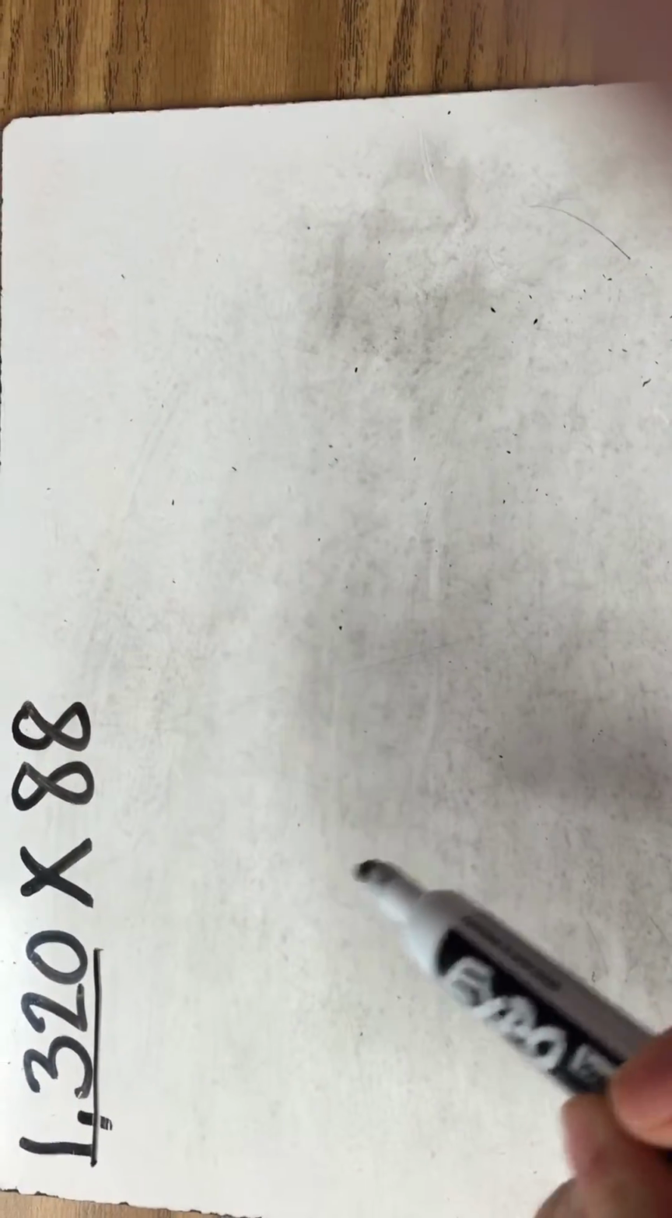Let's take the problem 1,320 times 88. Now if I were to sit here and multiply out 1,320 times 88, it would take me a very long time. However, in certain situations, it's okay to estimate. And so when we estimate, we have to round each factor, 1,320 and 88, to the largest place value. And in previous lessons, we've called this front-end estimation.